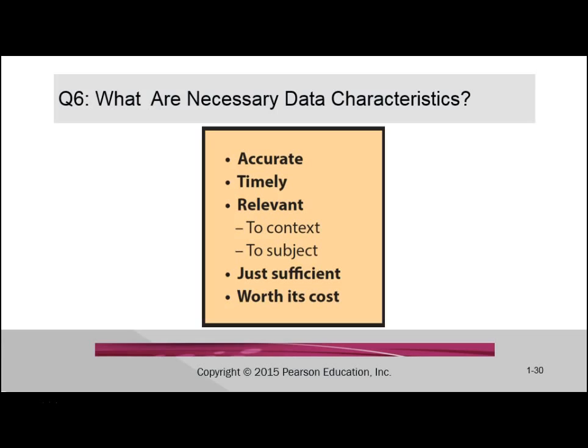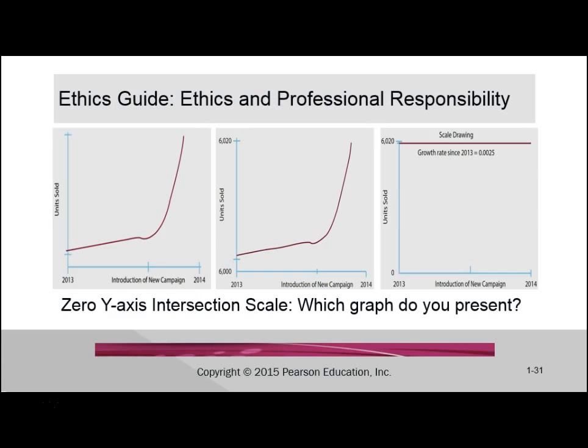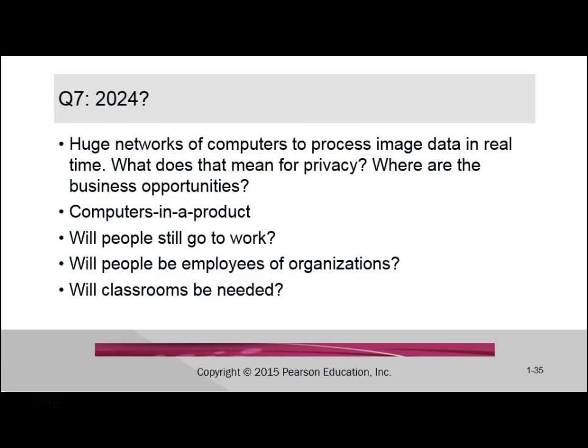And finally, the last thing is it has to be worth its cost. There's a cost for information. We have to gather it, we have to process it. The decision I make with the information better be worth more than the cost of processing it or coming up with the information.